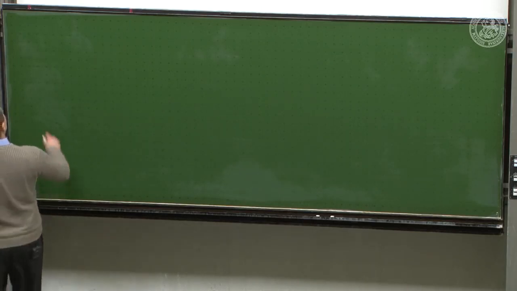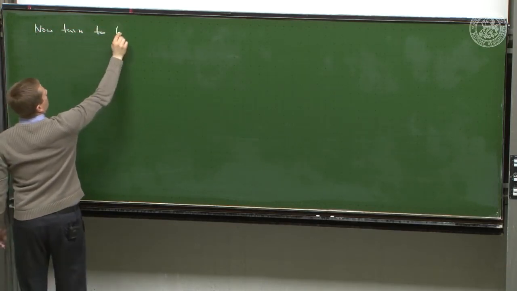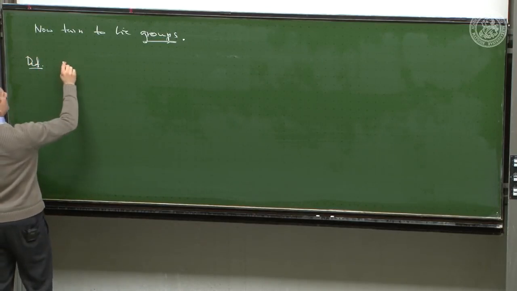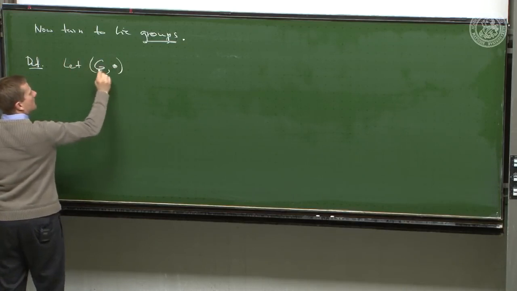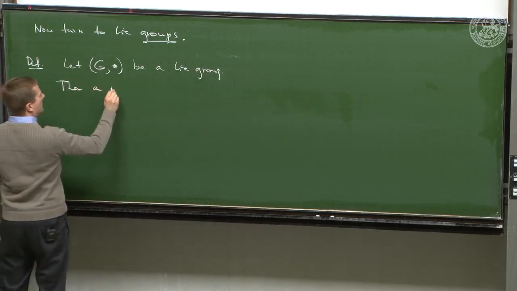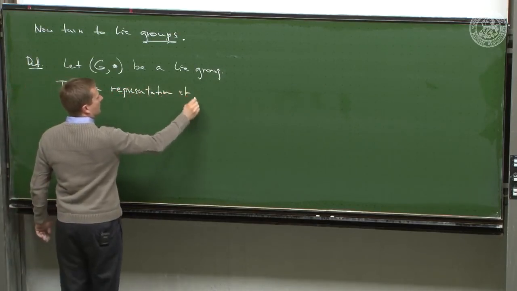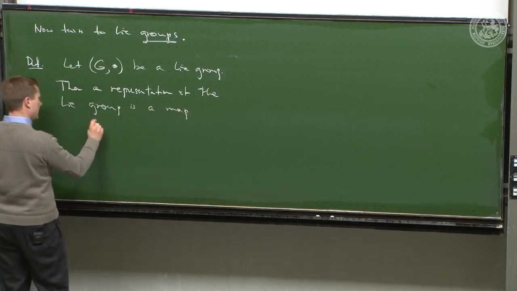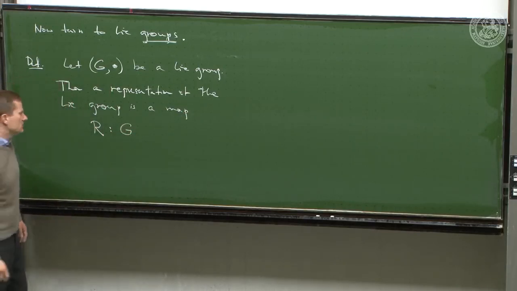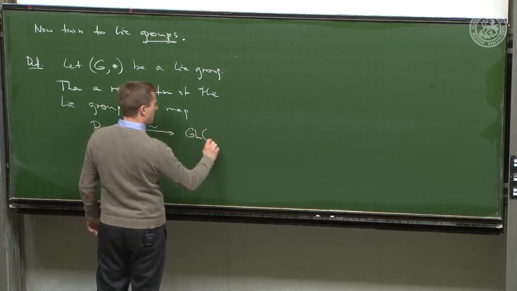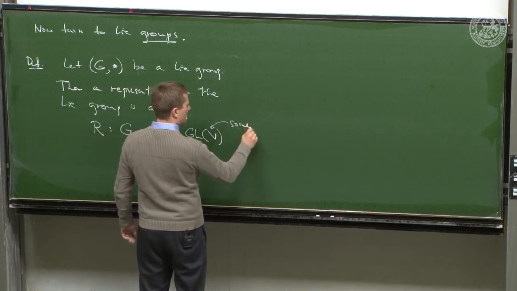Now, let's talk about representations of a Lie group. So now turn to Lie groups. Definition. Let G be a finite dimensional Lie group, then a representation of the Lie group is a map. Now let's call it capital R, and it takes a group element, not an algebra element, it takes a group element and it maps it to, well, not the endomorphisms, but almost to GL over some vector space. So again, V is some vector space.